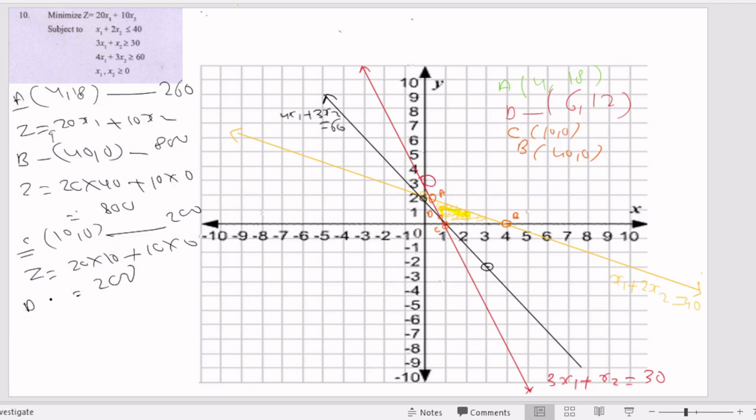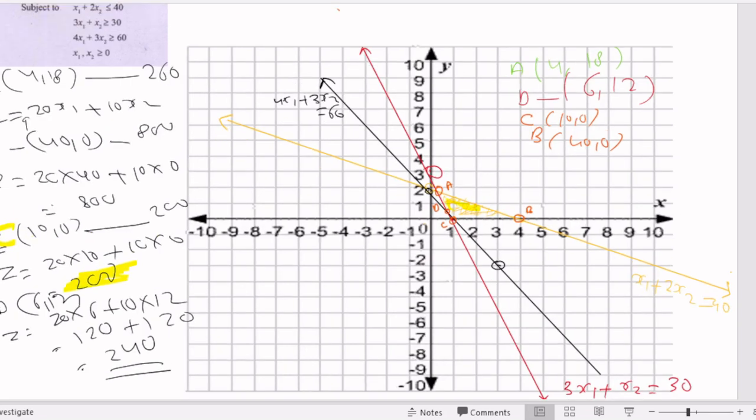Last point D. D is 6, 12. Let's substitute in the equation: 20 into 6 plus 10 into 12. So 120 plus 120 is equal to 240. Now check which is the minimum solution. I can see that this is the minimum, at point C, 10 comma 0. Let's proceed with the next question.